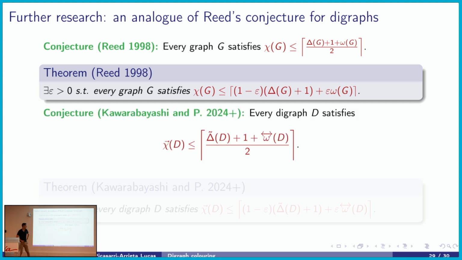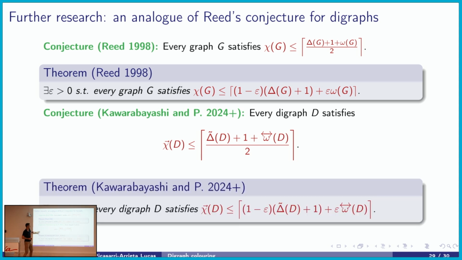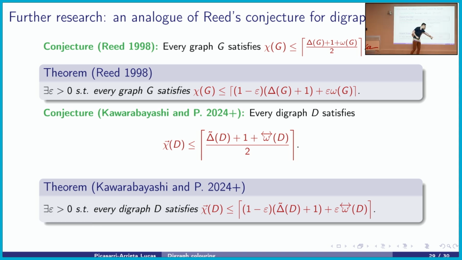And in a work in progress with Kawarabayashi, we believe that the same holds for digraphs by taking the maximum degree to be this delta tilde and the clique number to be the bidirected clique number. And we managed to prove the analog of this result of Reed. So the existence of epsilon such that dichromatic number is at most 1 minus epsilon times delta tilde plus 1 plus epsilon times the bidirected clique number. And what is nice is that if you look at this result on bidirected graphs, you obtain the result of Reed. And if you look at it on oriented graphs, you obtain the result of the previous slide of Harutyunyan and Mohar.